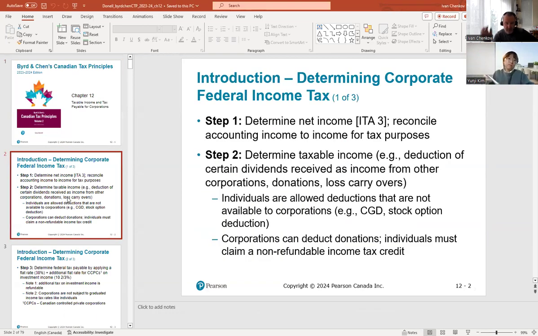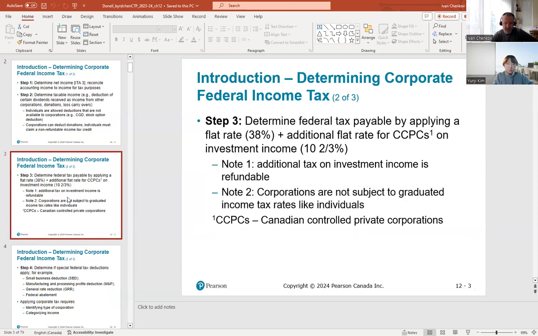So what are the steps here? First, we have to determine the net income, right? And then, by reconciling the accounting income to the income for tax purposes, we have to determine the taxable income, which for individuals allows some deductions, whereas the corporation can deduct donations. That's for individuals, so let's stay with the corporations.